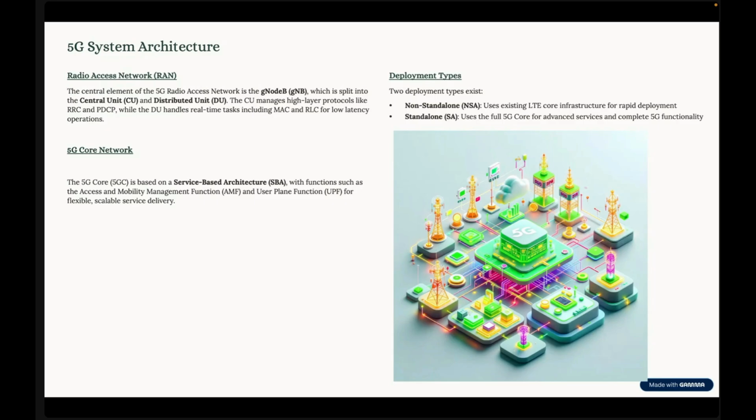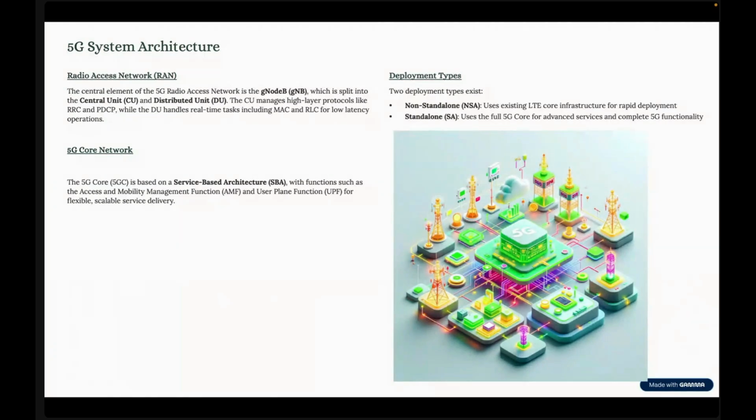So what is the difference? The G node B in 5G is split into two parts. One is the CU, the central unit. The other is the DU, the distributed unit. The central unit manages the higher level protocols, like the radio resource controller and PDCP, the packet data convergence protocol. The distributed unit takes care of the real-time tasks in the MAC layer and the RLC layer, for low latency operations. Low latency means the delay should be as minimal as possible.